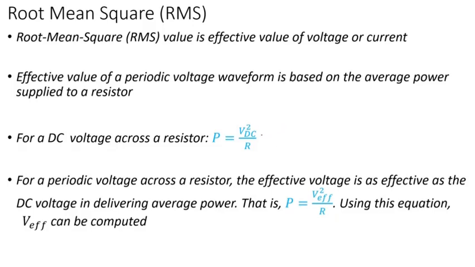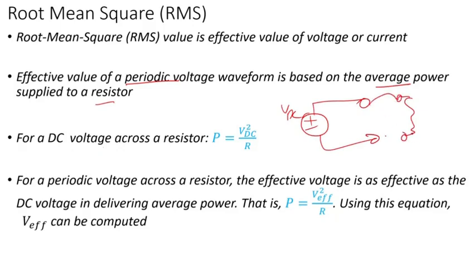So first, let's start with a quick refresher. What is the root mean square, or RMS? The RMS is the effective value of a voltage or current, the effective value of a periodic voltage. It is based on the average power supplied to a resistor. If you have a DC voltage source connected to a resistor, the resistor will consume the power VDC squared divided by R.